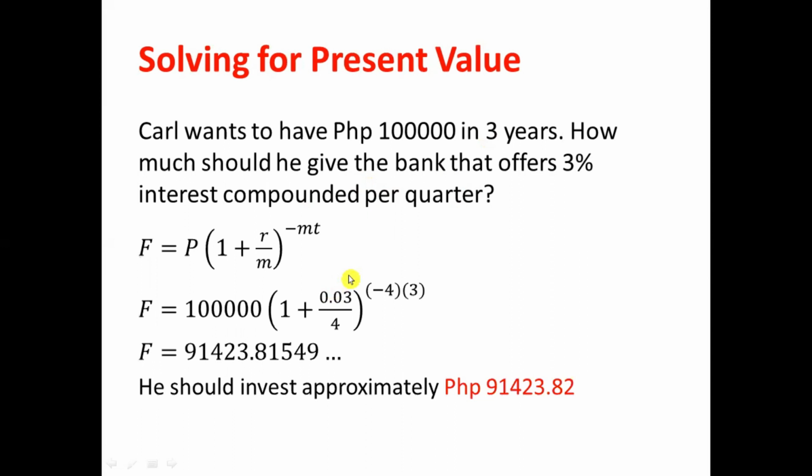So yeah, it's just as simple as that, guys. Just determine the given variables, and then we just plug in to the formula. Carefully putting it in your calculator, we will have a present value of 91,423.81549. So you should approximately invest 91,423 pesos and 82 centavos. And of course, guys, it's lower than 100,000, because this is what we put in the bank first before we get the 100,000 in 3 years.